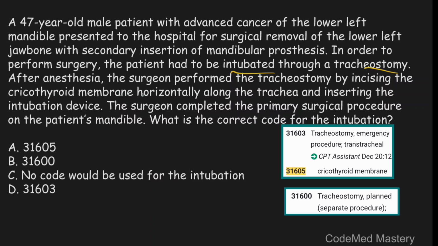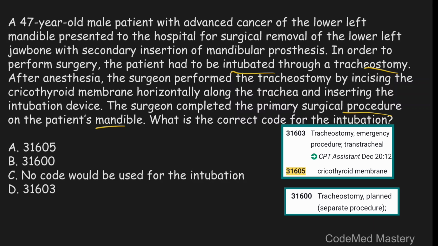After anesthesia, the surgeon performed the tracheostomy by incising the cricothyroid membrane horizontally along the trachea and inserting the intubation device. The surgeon completed the primary surgical procedure of the patient's mandible. What is the correct code for intubation? So which among these 4 options is correct?